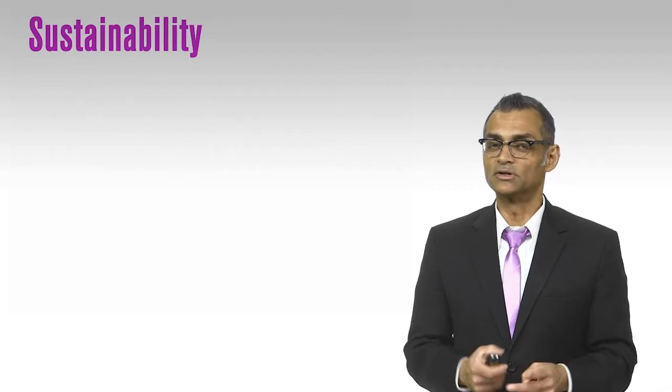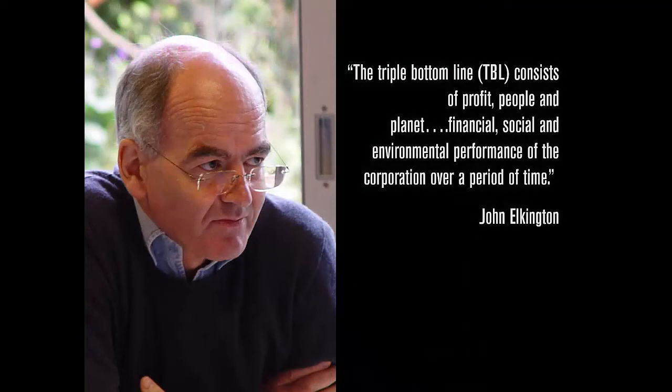And the third aspect is that of sustainability. Now, sustainability includes two very important components, the social component and the environmental component. But let's look at a definition of what sustainability is from John Elkington. John Elkington has introduced this concept that he refers to as the triple bottom line, or TBL. And what he says is the TBL consists of profit, people, and planet, the three Ps: financial, social, and environmental performance of the corporation over a period of time. And that's how he defines the triple bottom line.